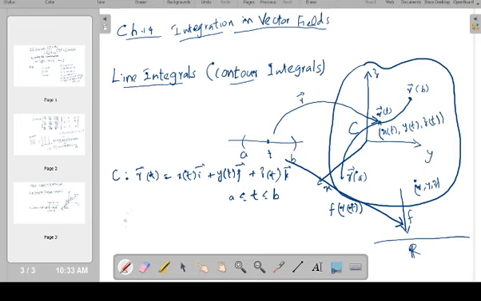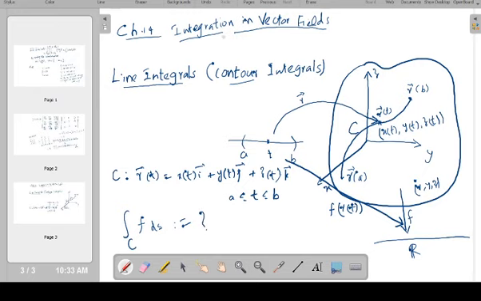Now I want to define a concept like the integral over c of f, where I am integrating with respect to the arc length. Arc length, remember, is denoted by s. We have learned the formula for arc length s, which we will see on the next board. And I want to integrate this f with respect to this arc length. So ds is an elementary arc length, the arc length of a small portion of c. And I want to define the notion of this integral.